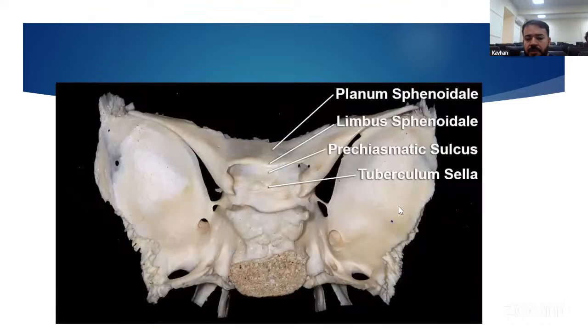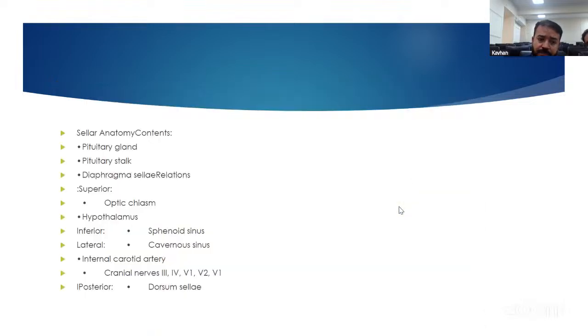This is an anatomical picture of the planum sphenoidale. On the top, there is a limbus, which is a bony ridge, and under the limbus we are having the pre-chiasmatic sulcus, and below that is a tuberculum sellae. It's basically important for the residents' thorough evaluation of the anterior skull base anatomy, for which we have to have the orientation about the thorough anatomy of the skull base.